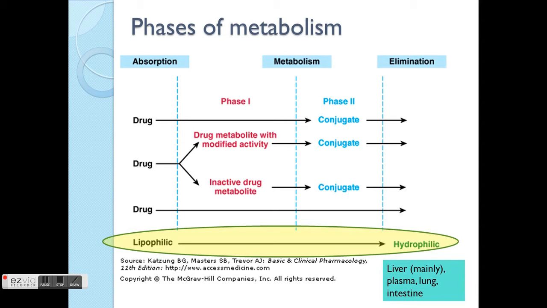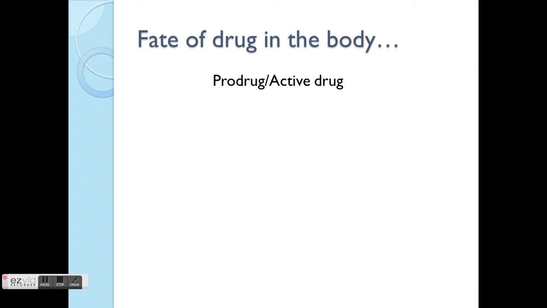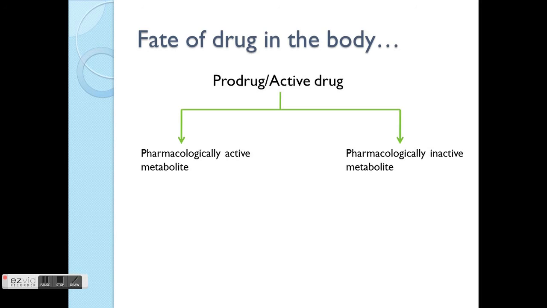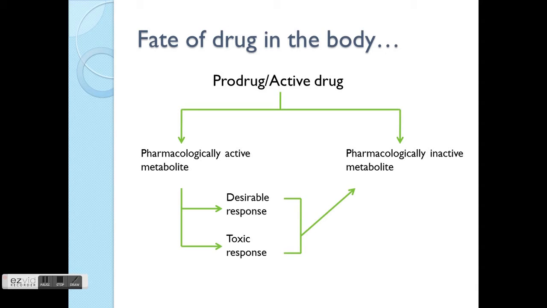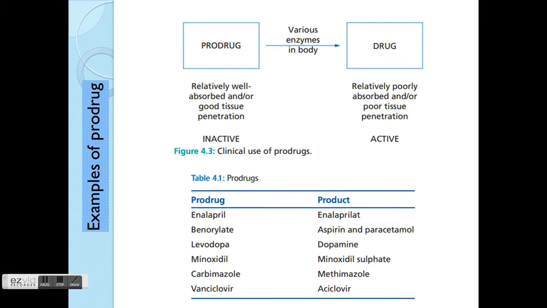The main place where metabolism occurs is in the liver, and also a little bit in the plasma, in the lung, and in the intestine. Let's look at in general what happens to a drug in the body. The drug can be administered as a prodrug or as an active drug alone. It can be metabolized into an active metabolite or inactive metabolite. The active metabolite can produce a desirable response, meaning why the person actually takes the drug, the therapeutic response, and also the toxic response. Together they could eventually be inactivated and be kicked out of the body.